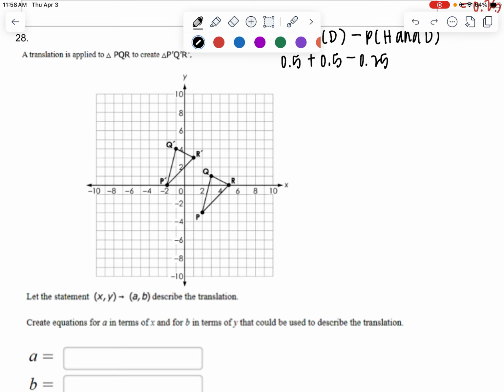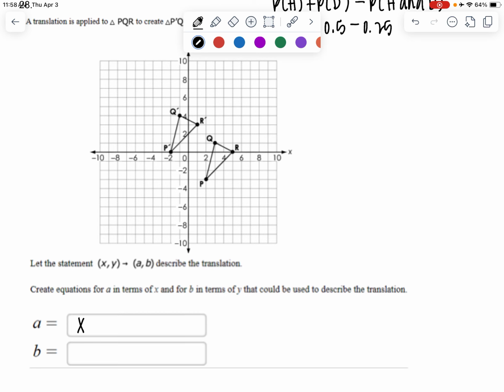All right, 28. So it's asking you to write in terms of X and Y. So our answer should have X and Y in it. And we're trying to describe the transformation. So we want to think we're going from this one to this one. So how many this way? That would be our change in X. And how many this way? This would be our change in Y. So I'm going to leave the rest of that to you to write down here.